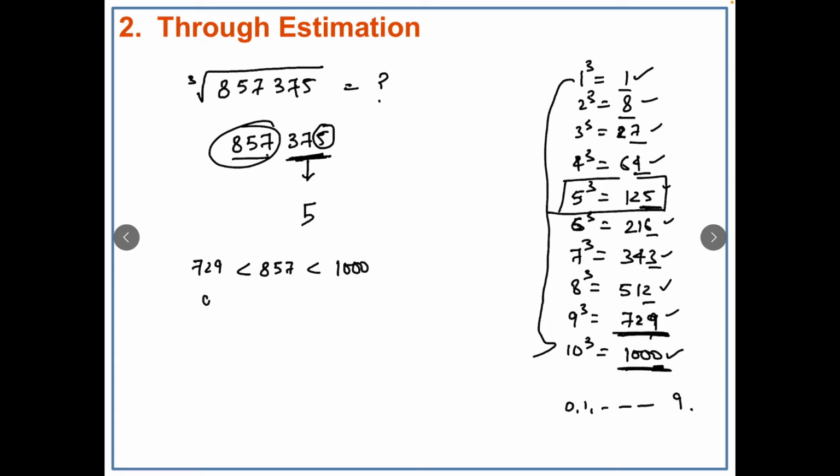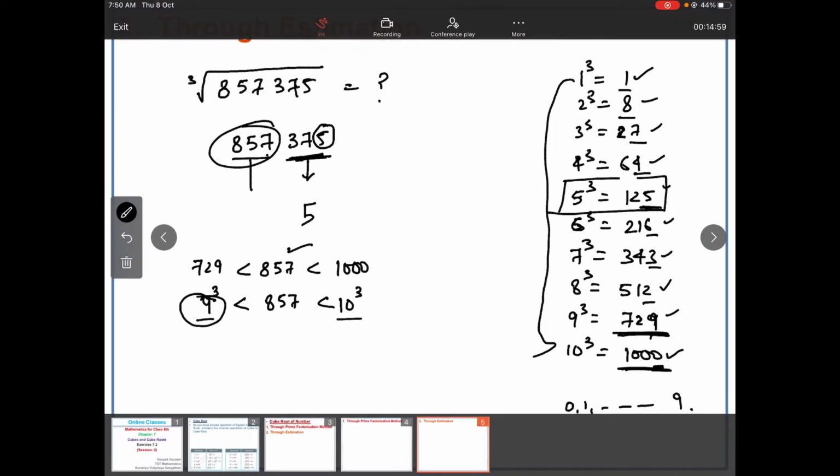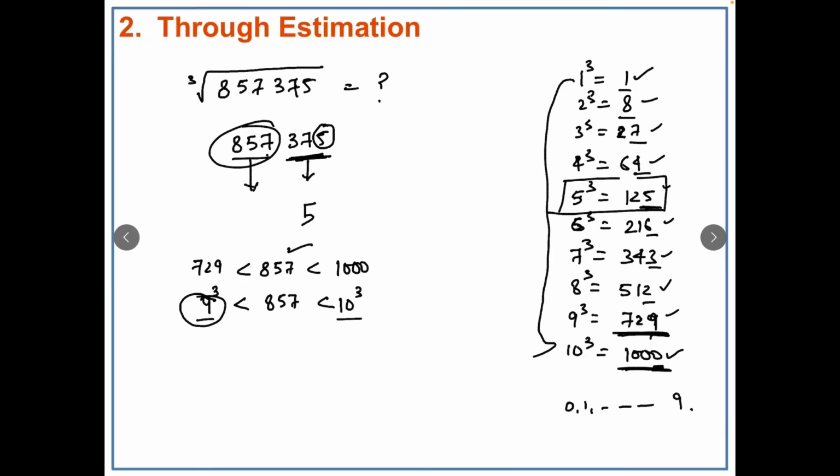Okay, and the 729 is the cube of 9 and this 1000 is the cube of 10. So this 857 is more than the cube of 9 but less than the cube of 10. Once you find those two numbers, between the cubes of which numbers the given number is lying, in this case those numbers are the cube of 9 and the cube of 10, we'll always consider the smaller number, which is 9 here. So in place of this number we'll write 9.